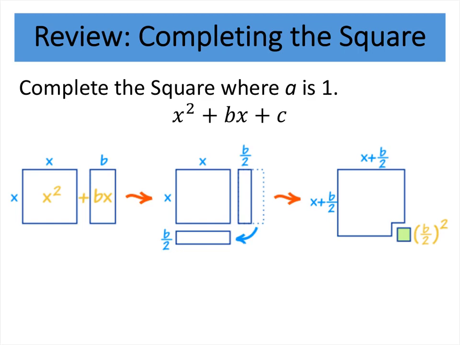Alright, so when we were talking about completing the square, we're looking at the form where the a value is 1, so it's really just x squared plus bx plus c. We took this bx part, and there's a c somewhere off to the side. We've taken that b, cut it in half, and moved half of it over so that we know the length of this side is b over 2, or half of b, and the length of this is half of b as well. That leaves us this little corner that has dimensions of half of b and half of b.